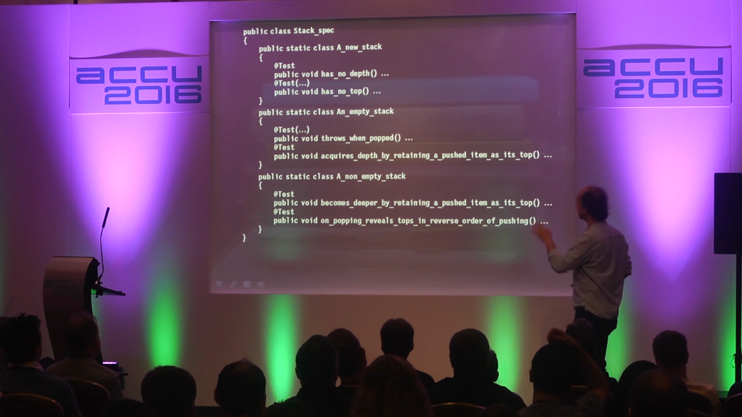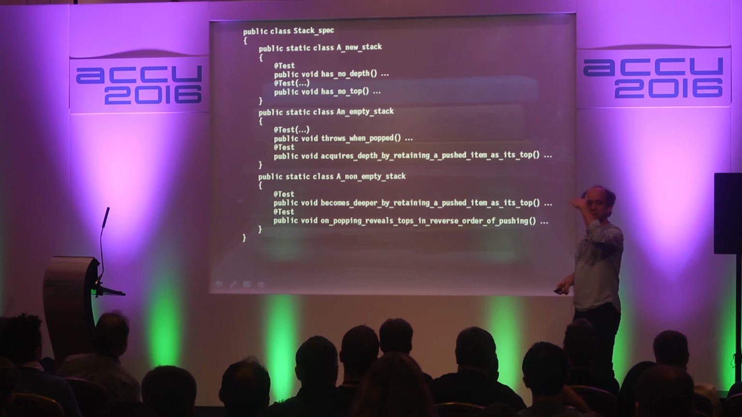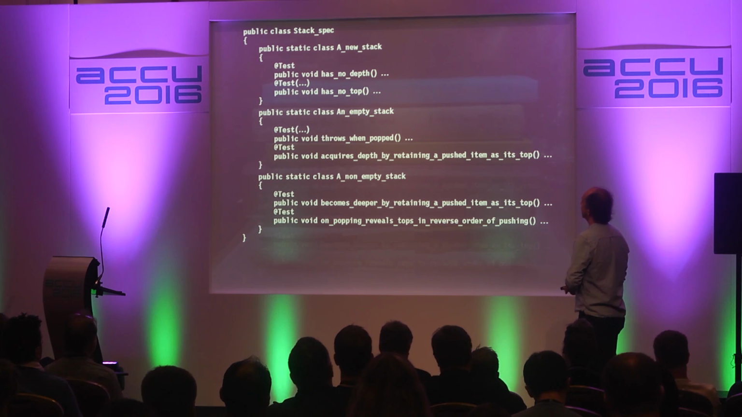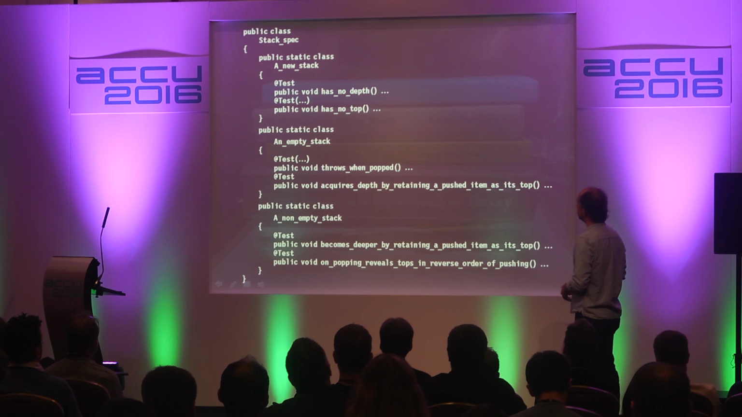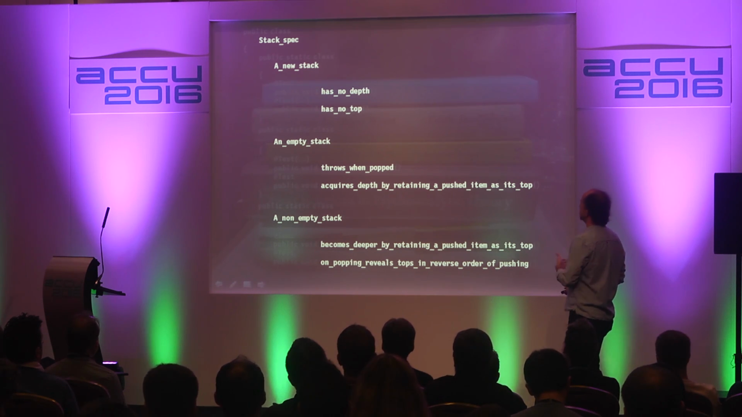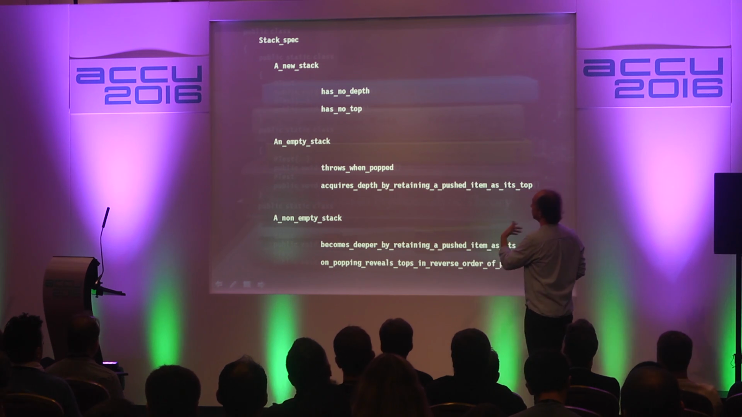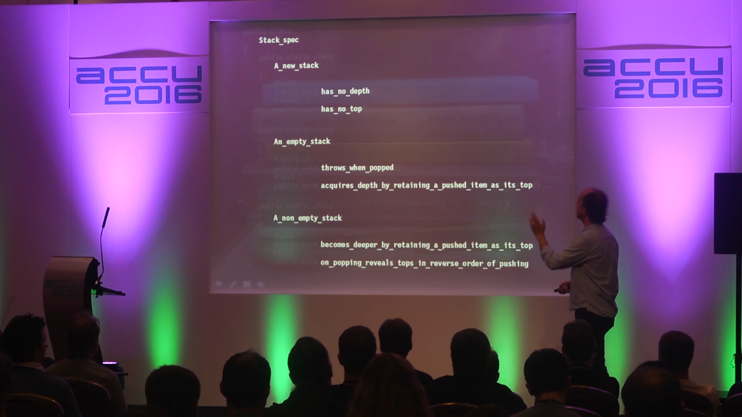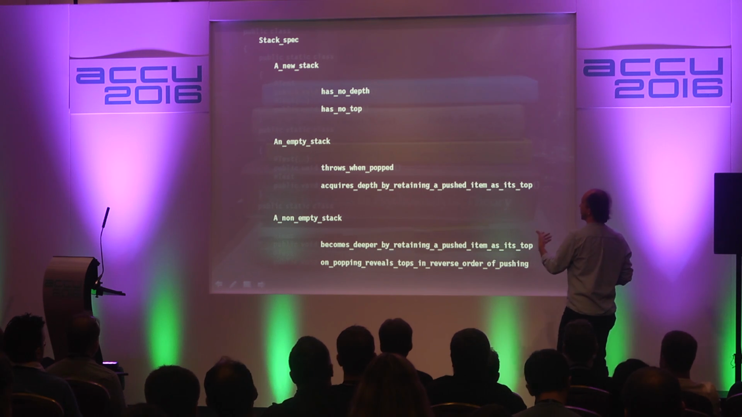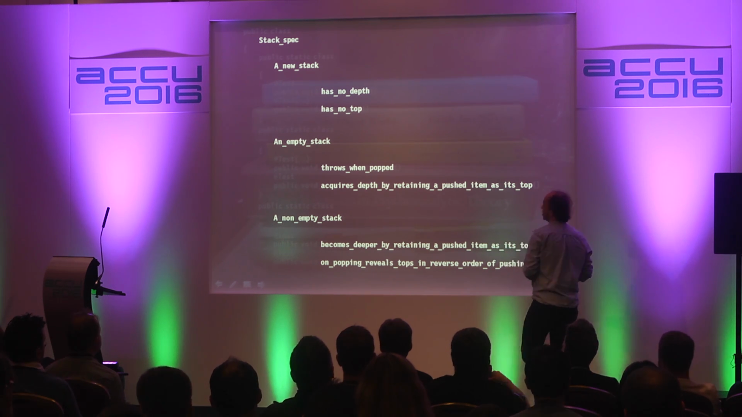I think this is fairly reasonable. I can change a couple of the names, but in terms of its structure, I'll just reformat it a bit. So we've got the nesting and bring that out. A stack spec: a new stack has no depth, a new stack has no top. I might want to change that to a new stack throws when you ask for its top. An empty stack throws when popped. An empty stack acquires depth by retaining a pushed item as its top.